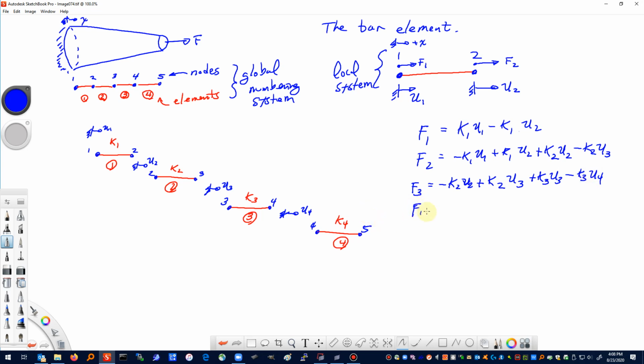Node number 4, the force, is going to be influenced from a stiffness from element 3 and element 4. It's going to look like the equal and opposite of this term that I just wrote down. It's a minus K3U3 plus a K3U4. And then it's going to be influenced by the stiffness of the right side, plus K4U4 minus K4U5.